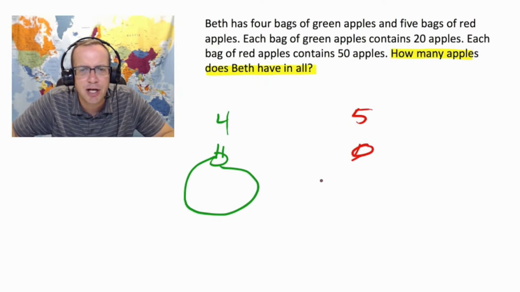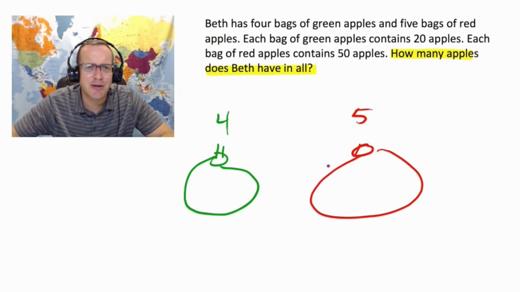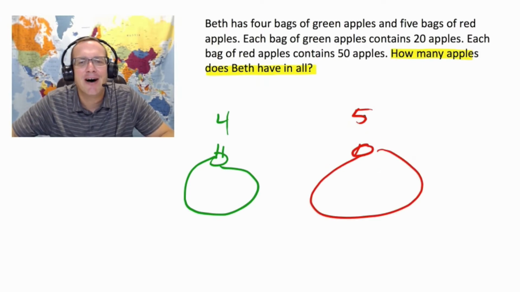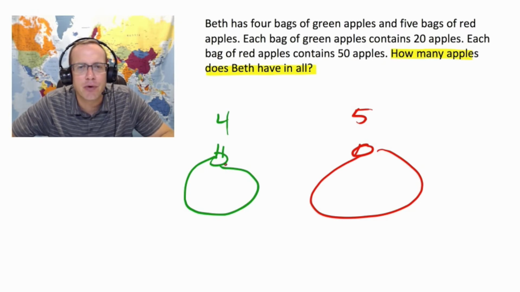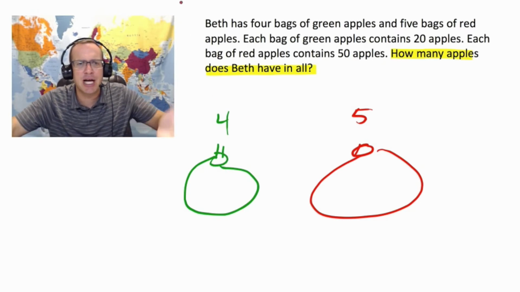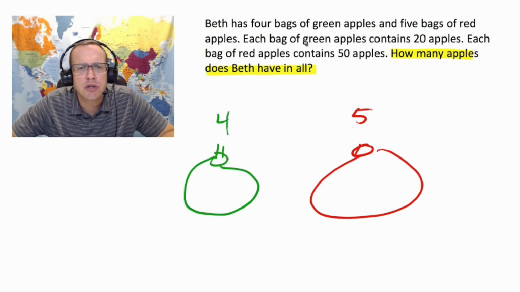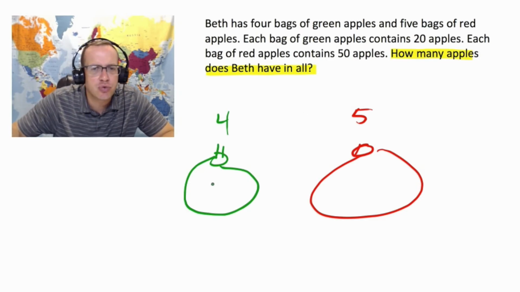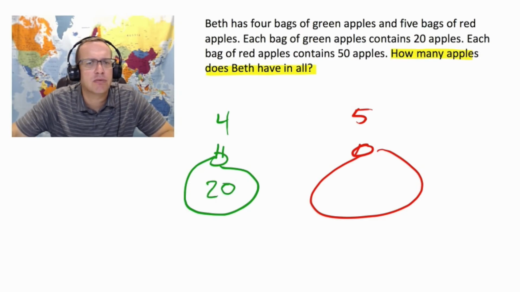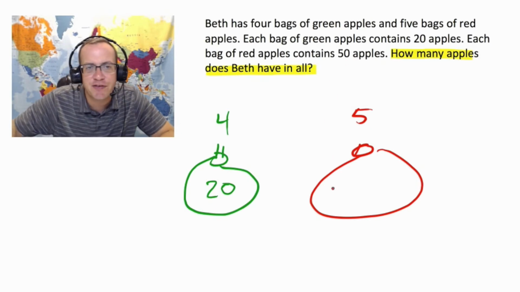Boy, is my bag not a very good picture. Yeah, I'm not an art teacher. So we've got 5 red bags and 4 green bags. Now we need to know how many apples are inside each one. So let's see, each bag of green apples holds 20. Okay, and each red bag has 50.